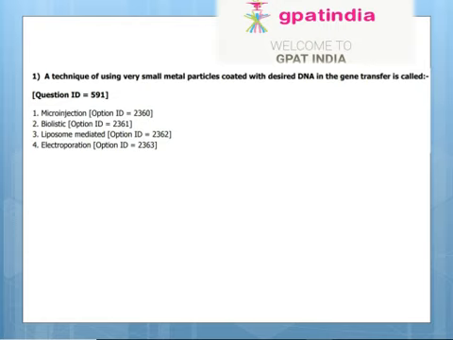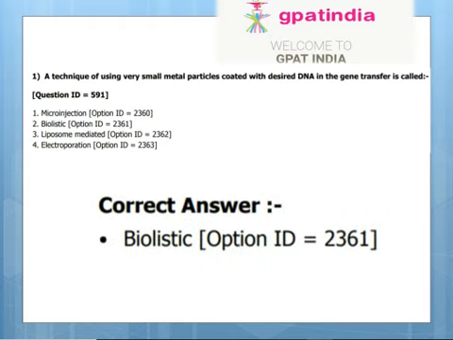The first question is: a technique of using very small metal particles coated with desired DNA in gene transfer is called. So it's a gene delivery system. Look at all four options carefully. First is microinjection. Second one is biolistic. Third one liposome. Fourth one electroporation. So the correct answer is biolistic.